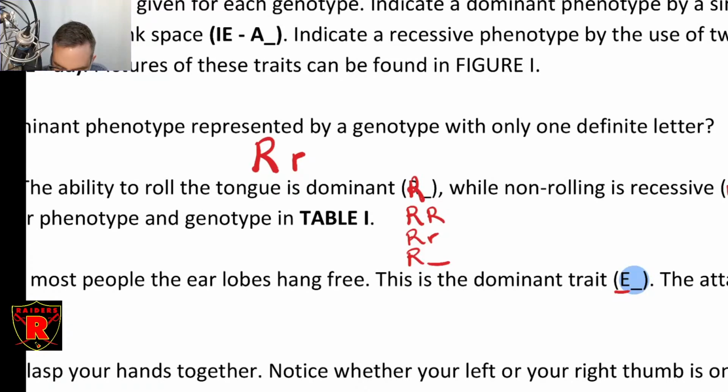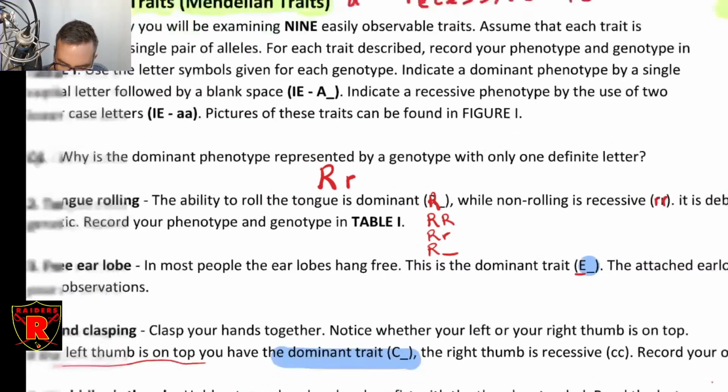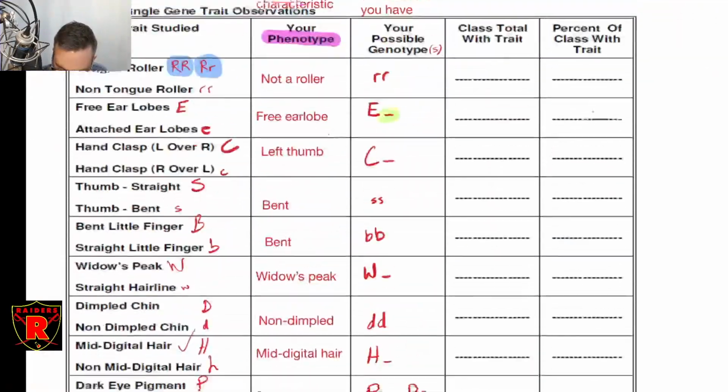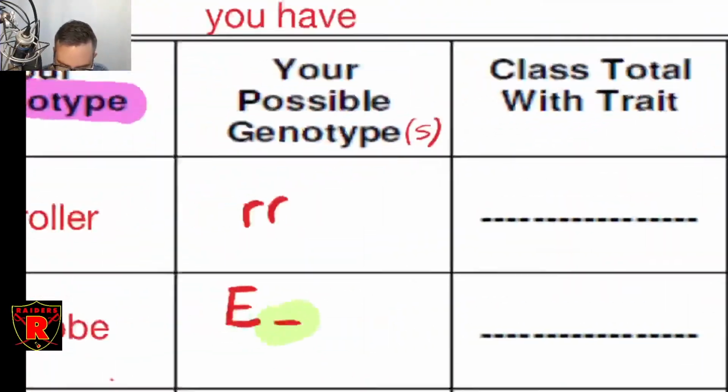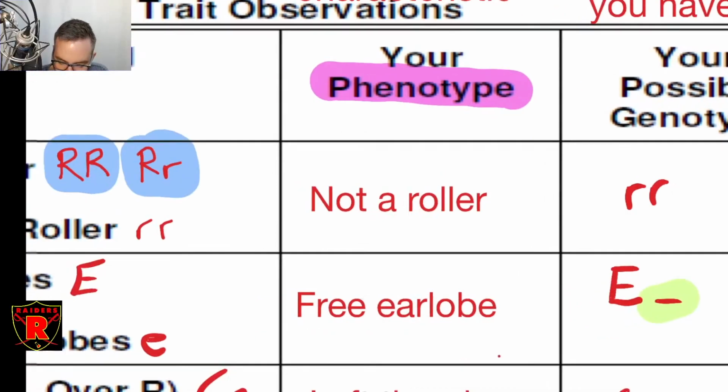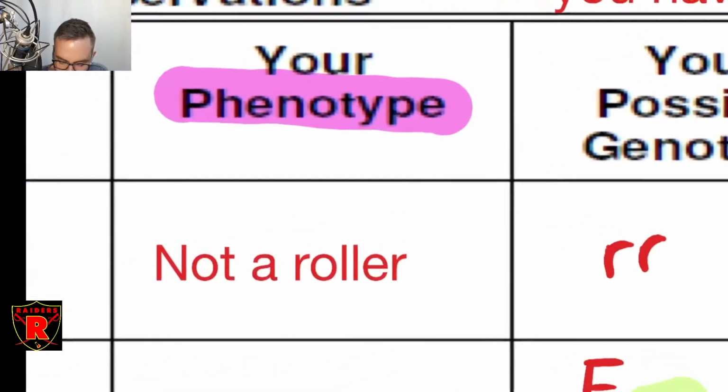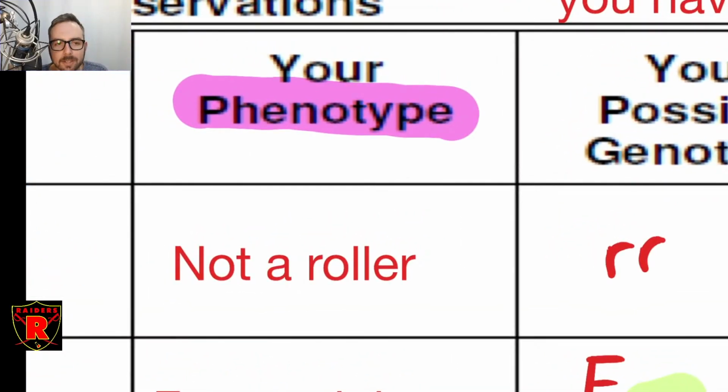They've decided to use R's here to denote that. So if you have the dominant trait, I'm going to jump to the next page here. That would be your phenotype. Your phenotype is what you physically have.